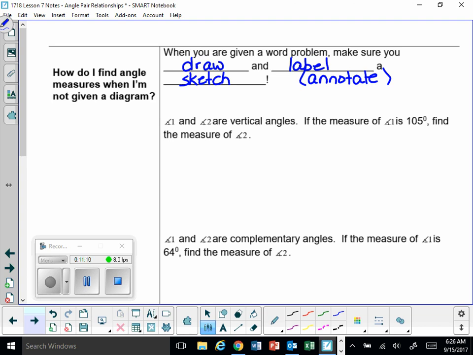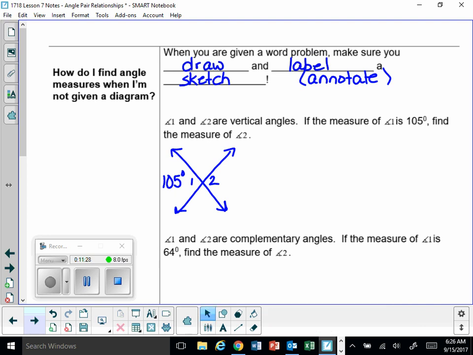Angles 1 and 2 are vertical angles. So let me draw myself some vertical angles. Angles 1 and 2. If the measure of angle 1 is 105 degrees, label that. What is the measure of angle 2? Well, I know that vertical angles are congruent, so the measure of angle 2 will equal 105 degrees. Watch your notation as you're writing your answers.